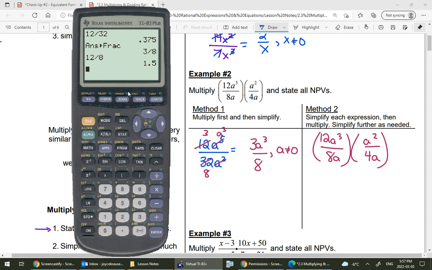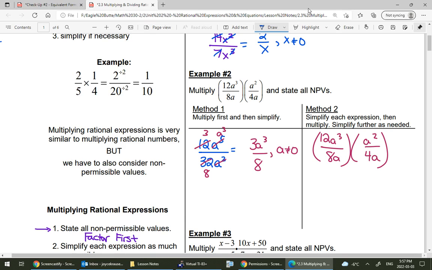So 12 divided by 8, we math frac, and that is 3 over 2. Again, you could do that in your head and say, well, I'm going to divide both by 4. It's going to give me 3 over 2. And a cubed over a is going to leave me with a squared. These can get really, really messy, especially if you're not a very neat writer, so it's really important that you stay organized. So 3a squared over 2 and a squared over 4a, the a's will cancel, and we're left with a over 4.